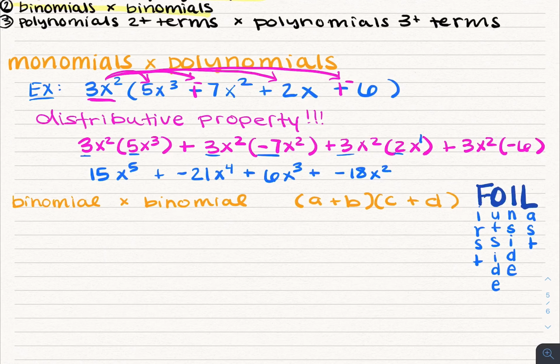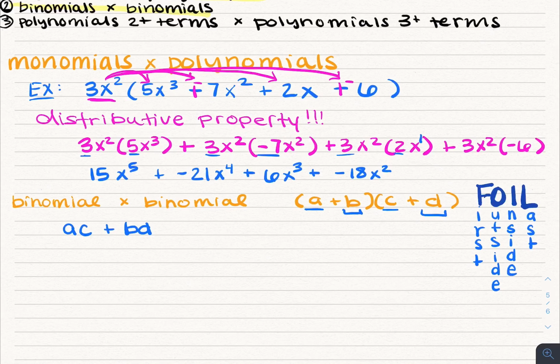So this is going to look like this. Our first terms are the first term in each binomial. So in our first binomial, we have A. In our second one, we have C. So that means we're going to do A times C. And we're going to add our outside. So what does our outside look like in our first one? B. What about our second? D. B times D.